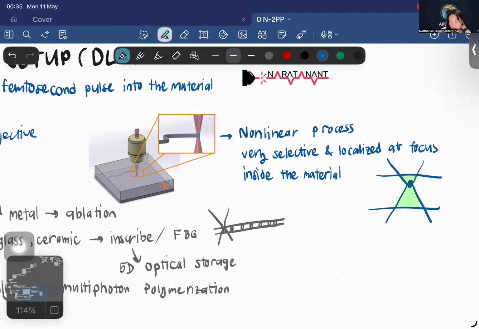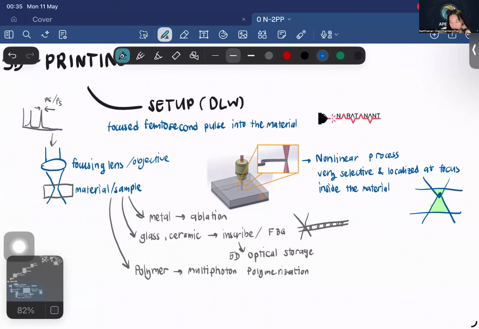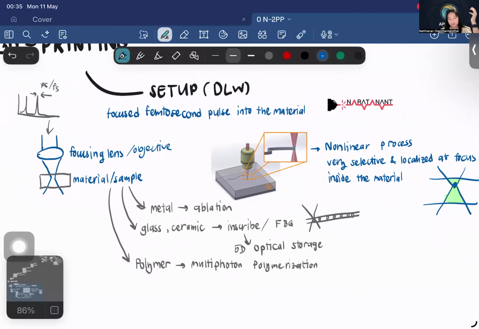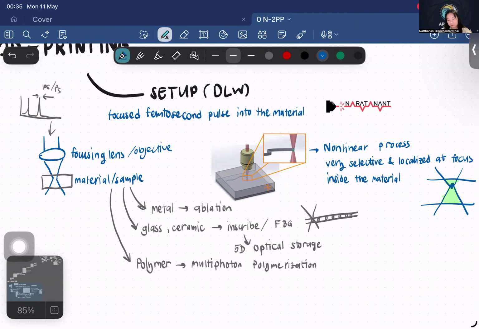So this is how direct laser writing is used in material fabrication, and it is one of the applications of the pulse laser. It uses the high intensity of the pulse laser to create a nonlinear process, which gives these advantages, and then creates the change in these materials.